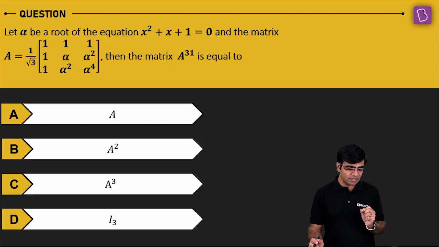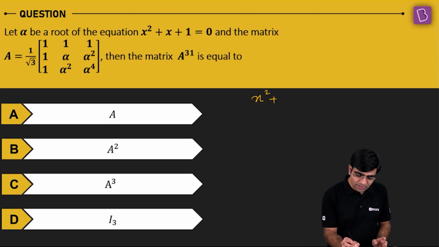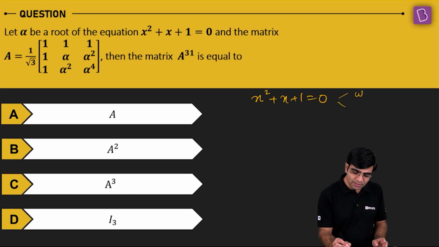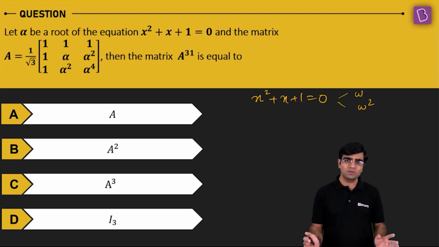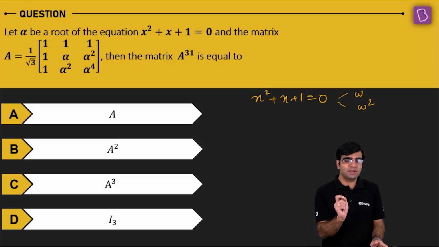It says that let alpha be a root of the equation x square plus x plus 1 equal to 0. This is a very popular equation and I am expecting that every one of you must be remembering the roots of this equation. What are the roots of x square plus x plus 1 equal to 0? The roots of this equation are nothing but omega and omega square. As simple as it looks, these are nothing but the imaginary or the complex cube roots of unity. So cube roots of unity are 1, omega and omega square. So the imaginary ones are omega and omega square. So this equation essentially gives me the roots as omega and omega square.